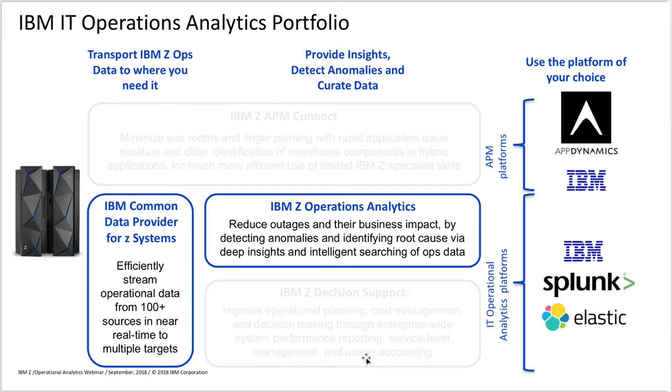The main product we're going to see is IBM Z Operations Analytics, shown in the center, that provides significant customer value for IBM Z customers to operate their environments. We'll show it on Elastic Stack, and implicitly the data that's coming into Elastic Stack is via the IBM common data provider for Z systems, shown on the left.